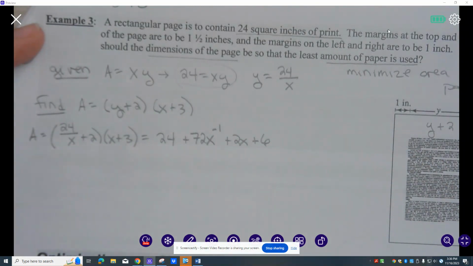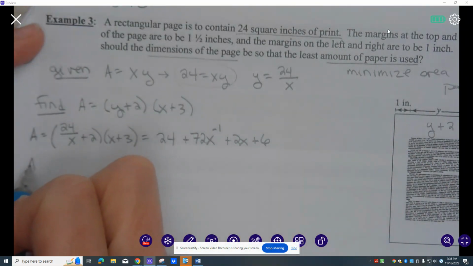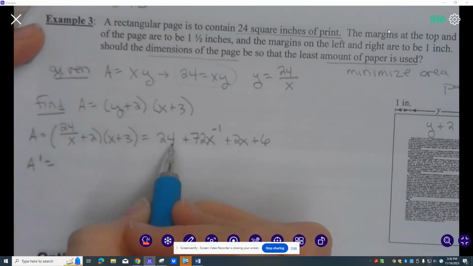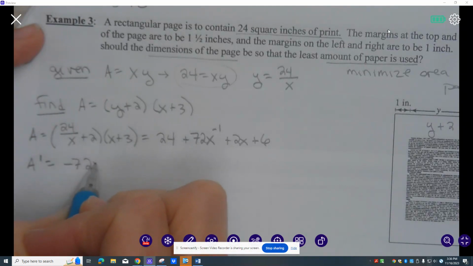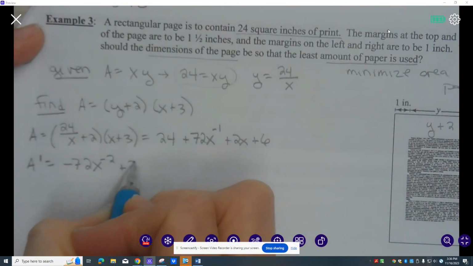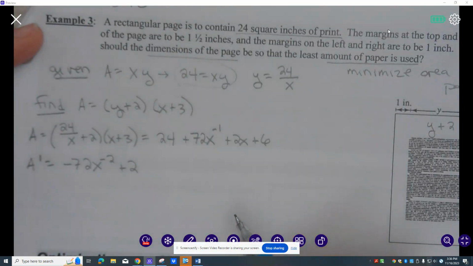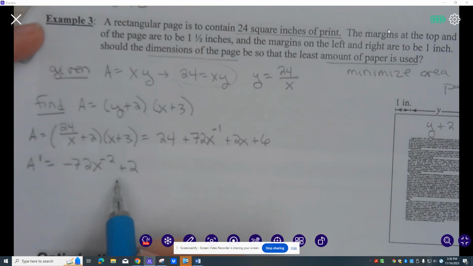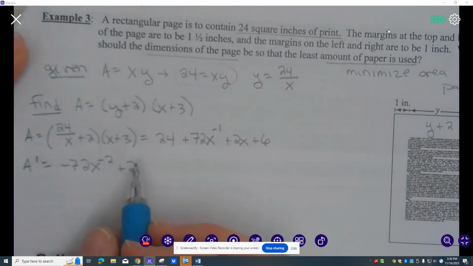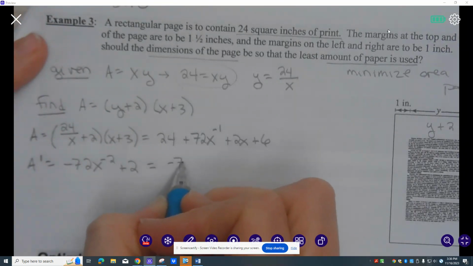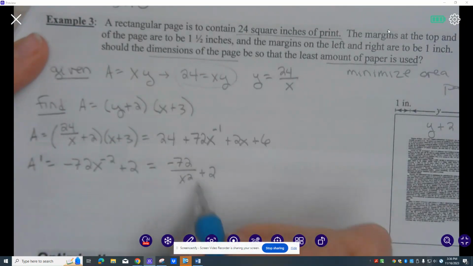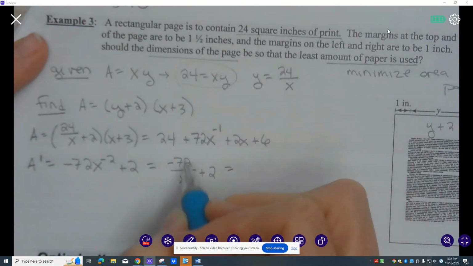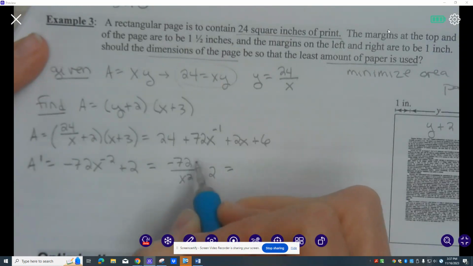Now let's find the derivative of this function. A prime is going to be 0, and then the derivative of this would be negative 72x to the negative 2 plus 2. Okay, so that is my derivative. I need to set that equal to 0 and solve. So I'm going to get rid of that negative exponent. So I'm going to have negative 72 over x squared plus 2. And then I'm going to combine those, get a common denominator, which would be x squared.